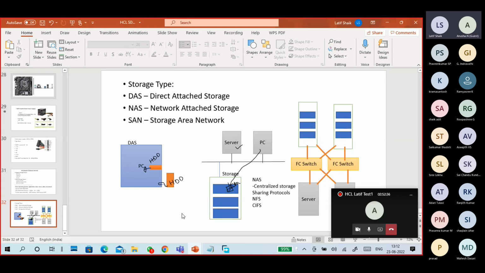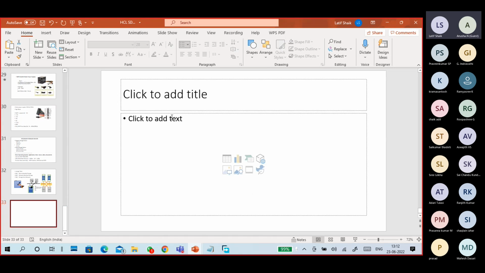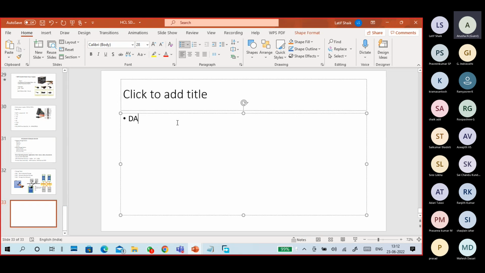Okay, no problem. Okay, so guys, understand the difference between SAN, NAS and DAS. DAS is direct attached storage. It is a local storage, whereas NAS is a centralized storage.